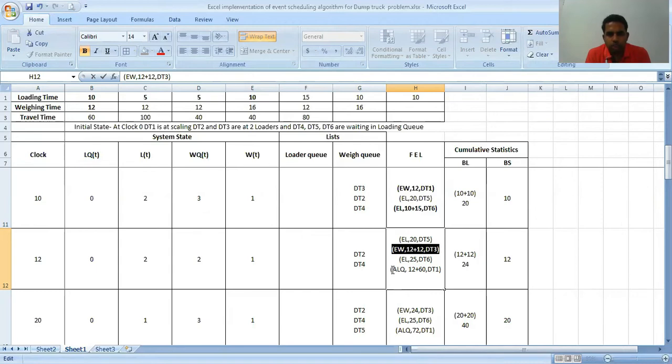And because DT1 has completed its weighing, it is going for traveling to get unloaded. So we have to create another notice related to arrival into the loading queue with respect to dump truck DT1. So we have to take the clock time 12, and the traveling time will be taken from here, and this traveling time we are assigning to DT1.